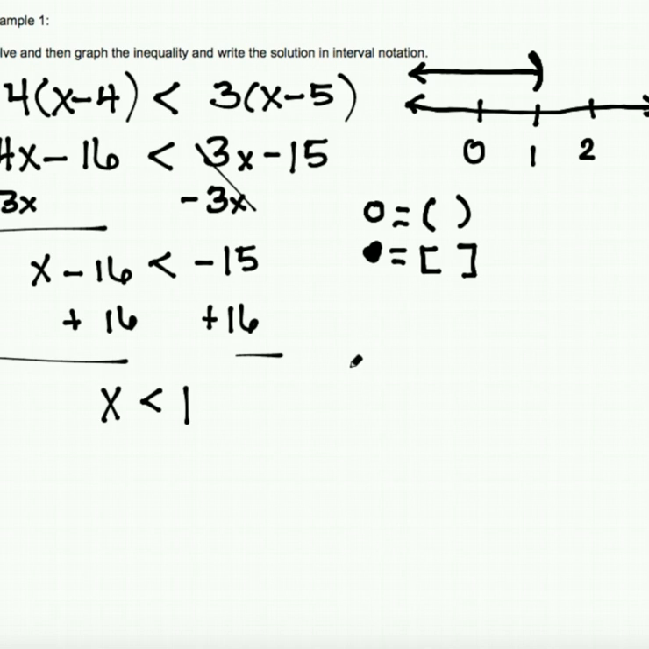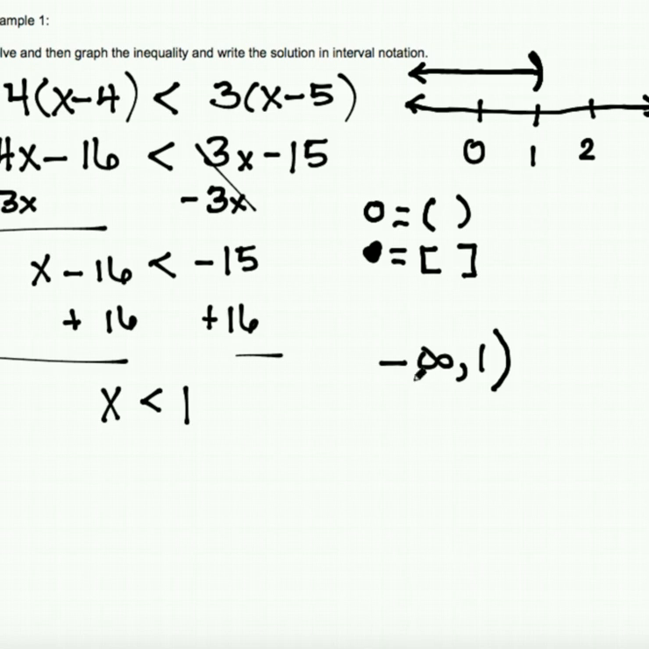Well, I start with the lowest value. So all the way to the left would be negative infinity. So this graph goes all the way from negative infinity to 1. The left-hand side goes from negative infinity all the way up to 1. 1 gets a parenthesis, because we have a parenthesis in the graph.